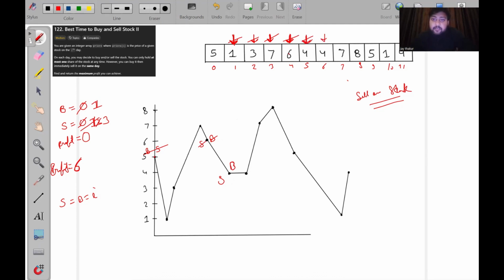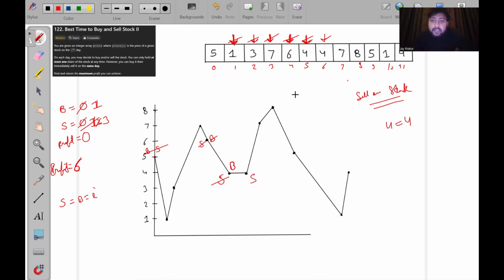Now again we will check the same condition, whether the price of the stock is greater than the price of the stock on the previous day. But in this case it is equal. So we will consider this. Why are we considering this? Because in that case the price is basically equal, 4 is equal to 4. But maybe in the future we can get better prices. So we will simply consider it and increase this selling date. So selling date will come here at this place.